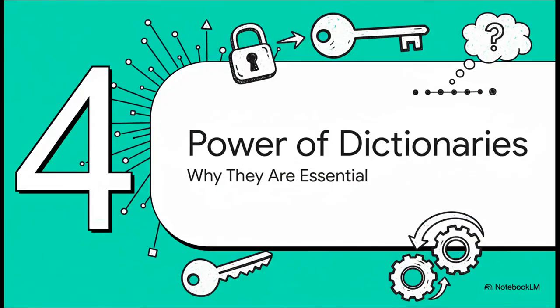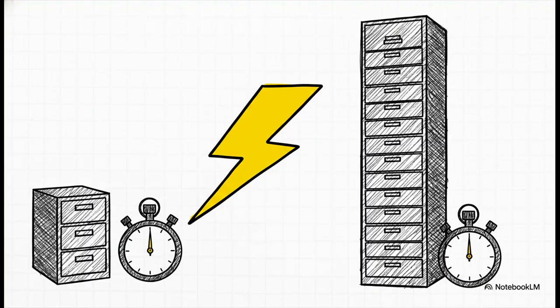Okay, so we've seen what they are and how to use them, but what's the big deal? To really get why dictionaries are so amazing, we need to understand the why. What makes this data structure so special? This is the dictionary's superpower. It's called constant time performance. And what that means, in simple terms, is that it takes the exact same amount of time to find an item whether your dictionary has 10 entries or 10 million. It just doesn't slow down.